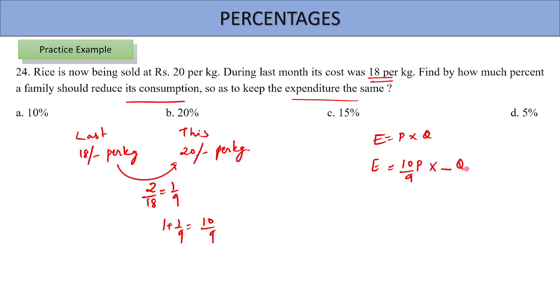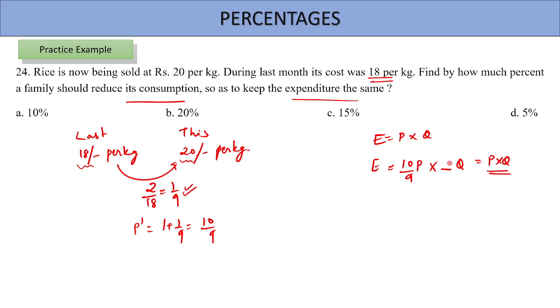So the question is asking that I have to keep my expenditure same. That is, this value should come P into Q. And this P I am getting as 10 by 9, which I got from here. That means initially it was 18, now it is 20, which is an increase of 1 by 9. So the total value of new P will be 1 plus 1 by 9, which is 10 by 9.